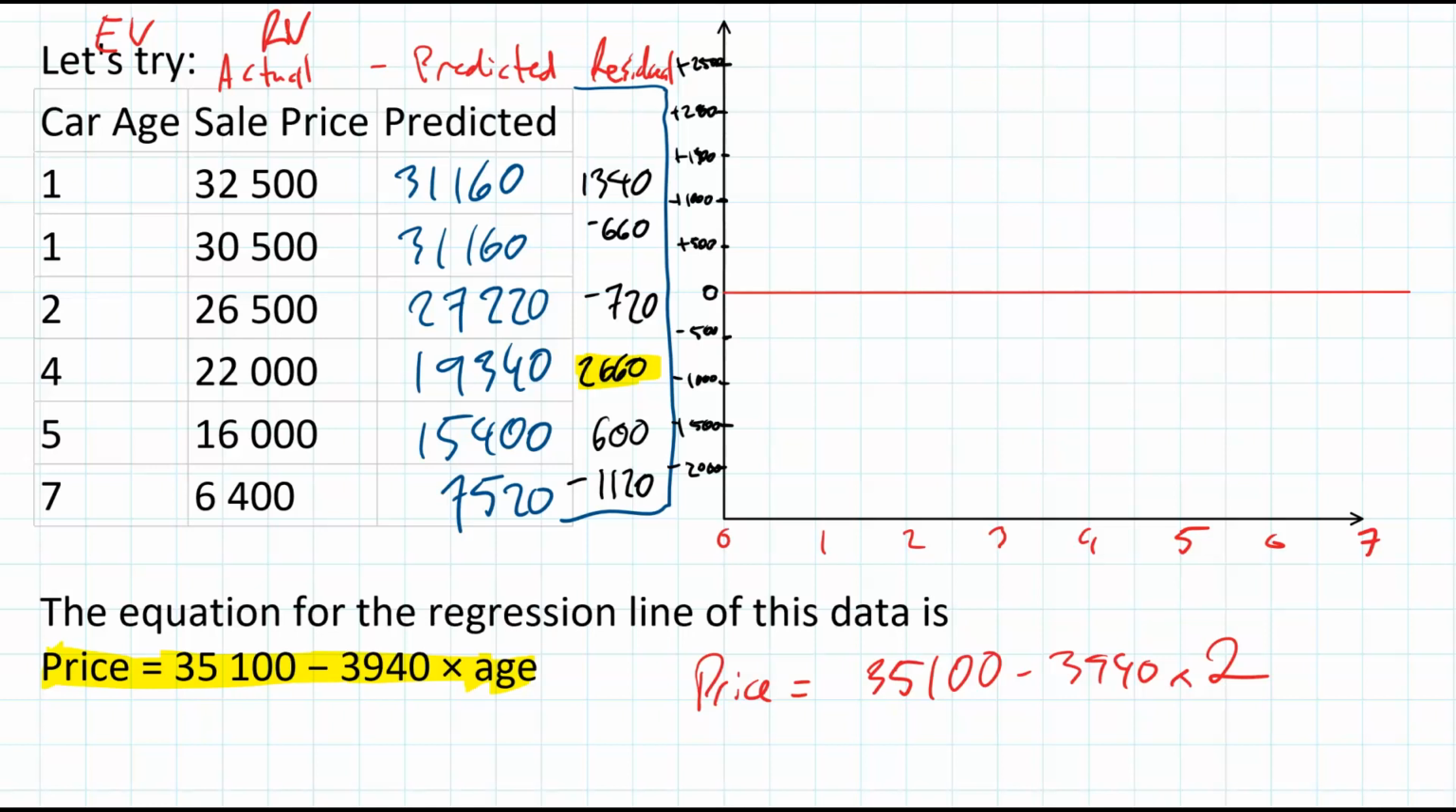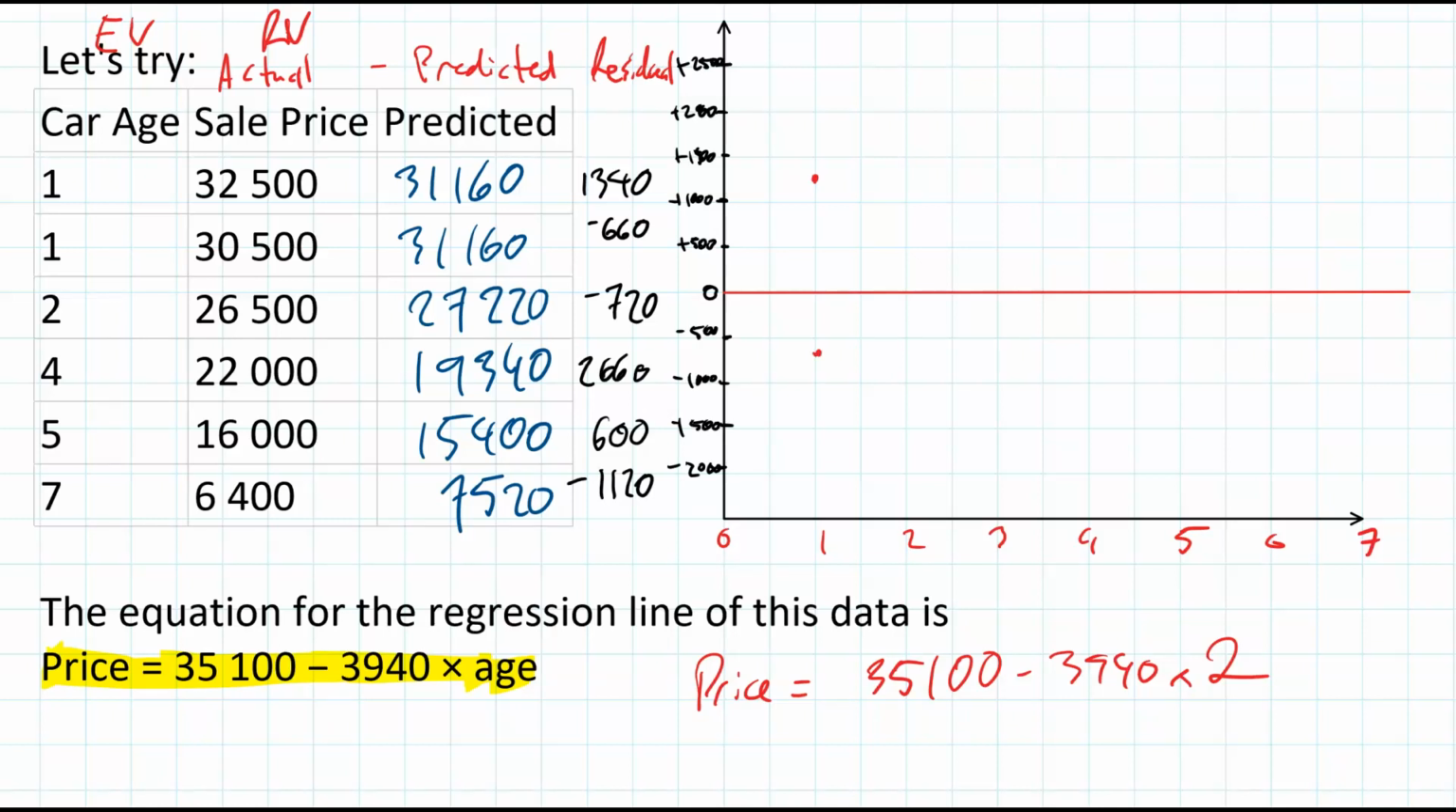So now we've just got to go and plot those on. At x equals 1, we've got a residual of 1,340. So I'm going to put that on. Go up at 1 and go up to 1,340, which would be sort of here. Can you see that one? And then at x equals 1, I've also got a residual of, so that's car age 1, negative 660. At 1 is also negative 660 there.